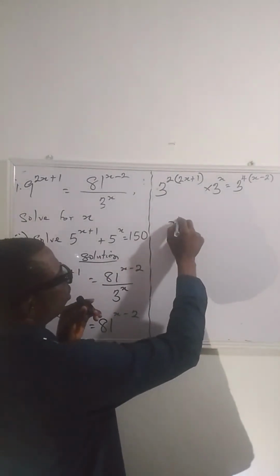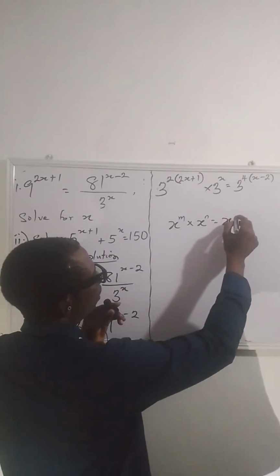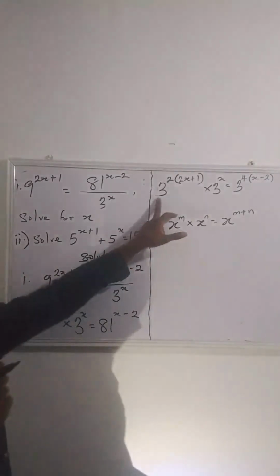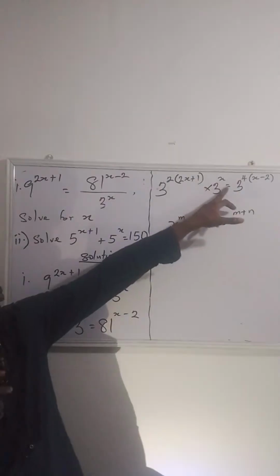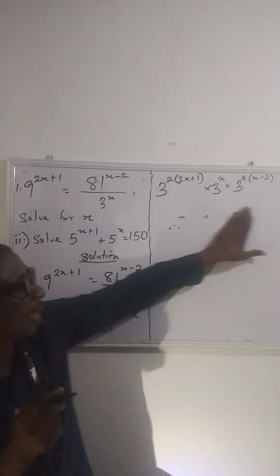Whenever you have x raised to the power of m times x raised to the power of n, you have x raised to the power of m plus n. Okay, when multiplying and the base is the same, what do you do? You add the powers together. That's what we're going to do today. All right, so now let's do that.